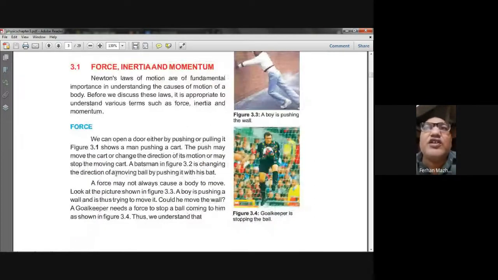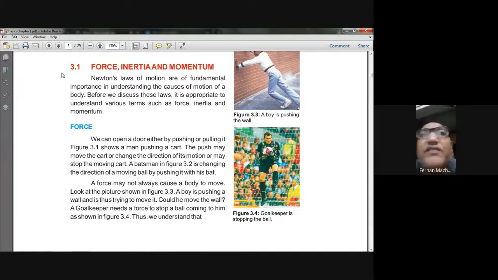Okay, so Newton's laws of motion are of fundamental importance in understanding the causes of motion of a body. Before we discuss these laws, it is appropriate to understand various terms such as force, inertia, and momentum. So, in this session, we are talking about force. We will talk about inertia later, and momentum also. Force: we can open a door either by pushing or pulling it. Pushing means you push, and pulling means you pull it.